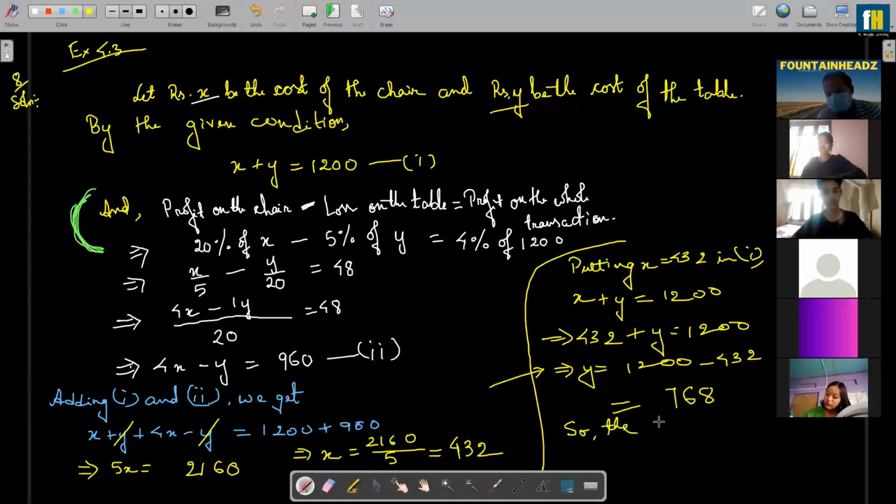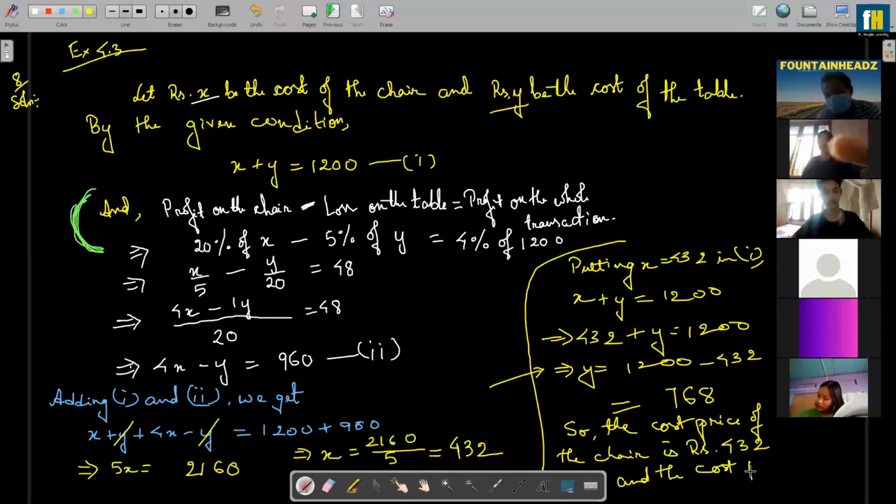So the cost price of the chair is rupees 432, and the cost price of the table is rupees 768.